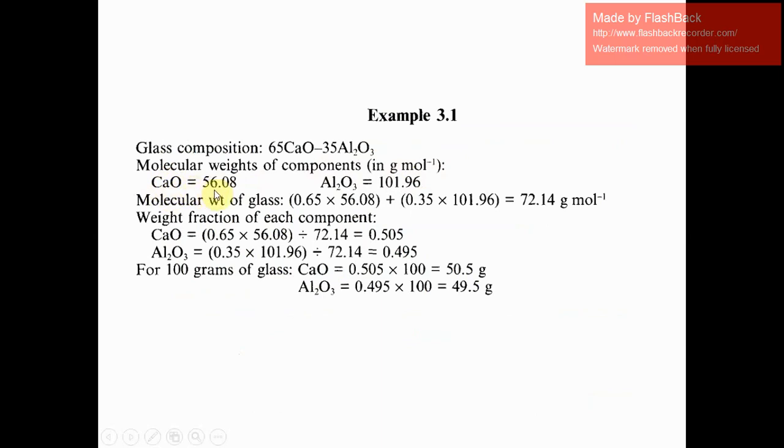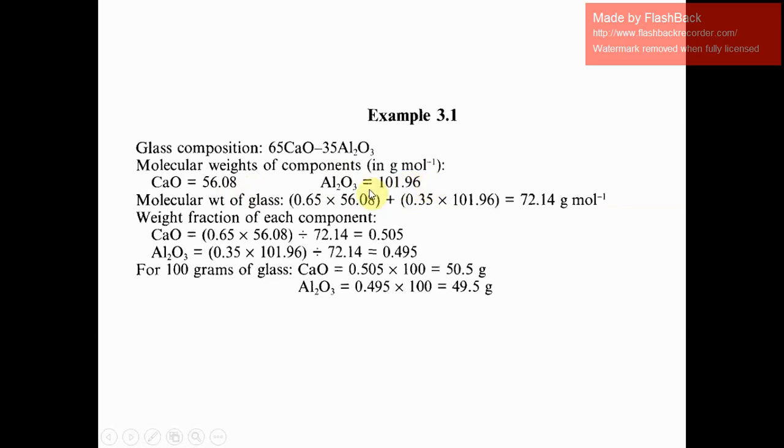Okay, that is 56.08. You don't have to remember the raw materials' oxide molecular weights, but you have to remember the particular element molecular weights, and by adding these two you will get this 56.08. Similarly for Al2O3, the molecular weight is 101.96 gram per mole.